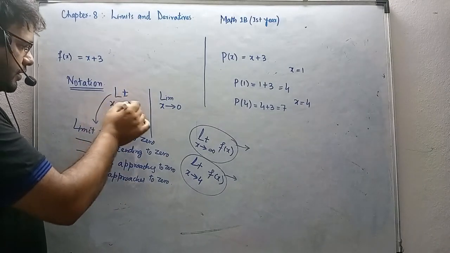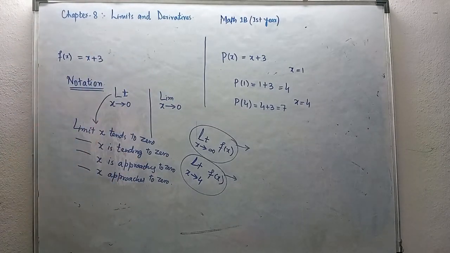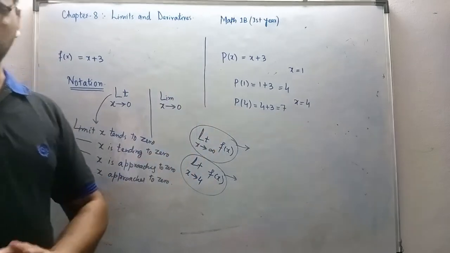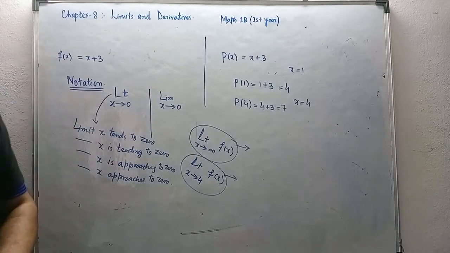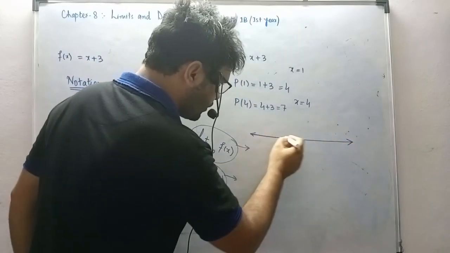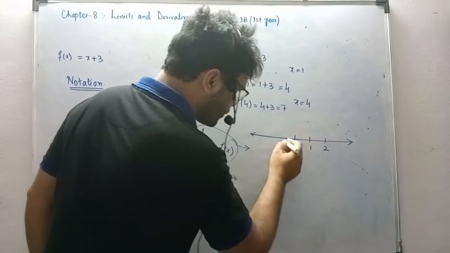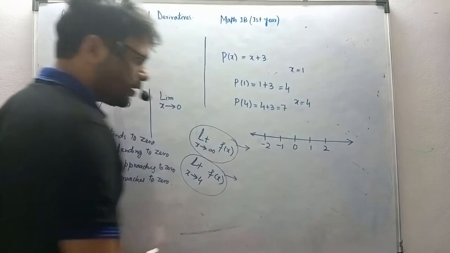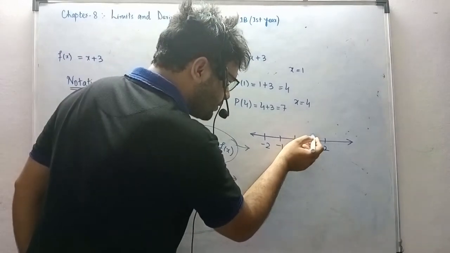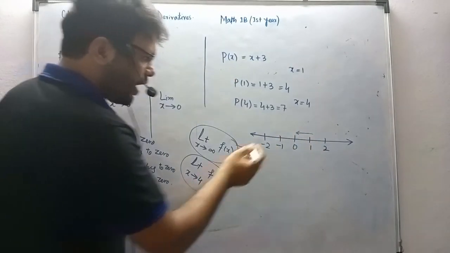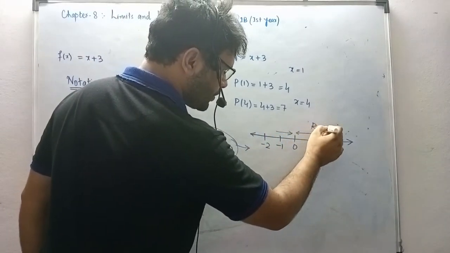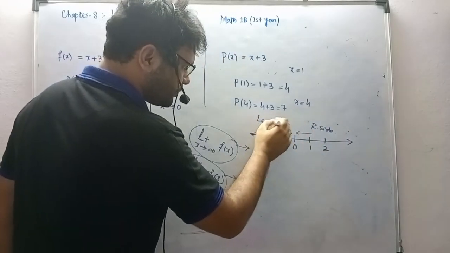Here I have limit x approaches 0, or x tends to 0. What does it mean? It means x is coming closer and closer to 0. But there are two ways x can approach 0. I will draw the line here. This is 0, and it is 1, 2, -1, -2. This is simply a number line. There are two ways. We can approach 0 from this side and from this side. This is the right side and this is the left side.